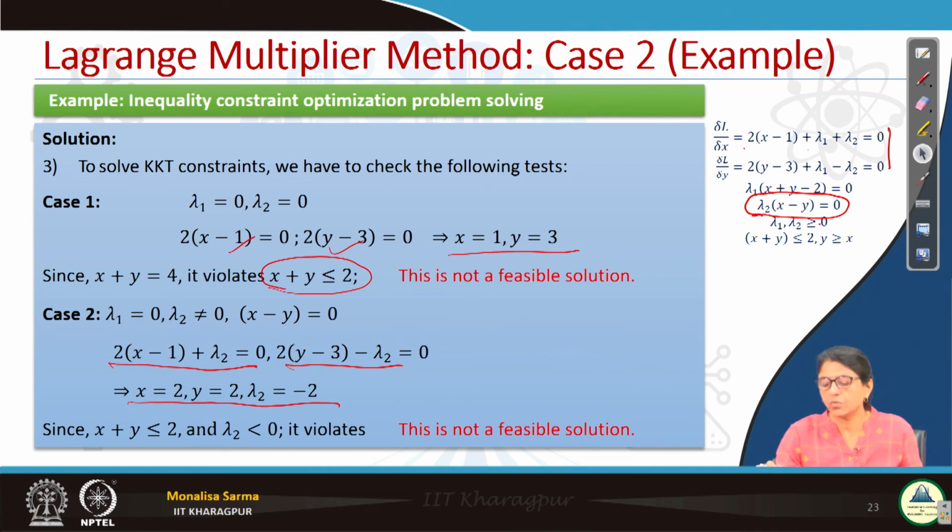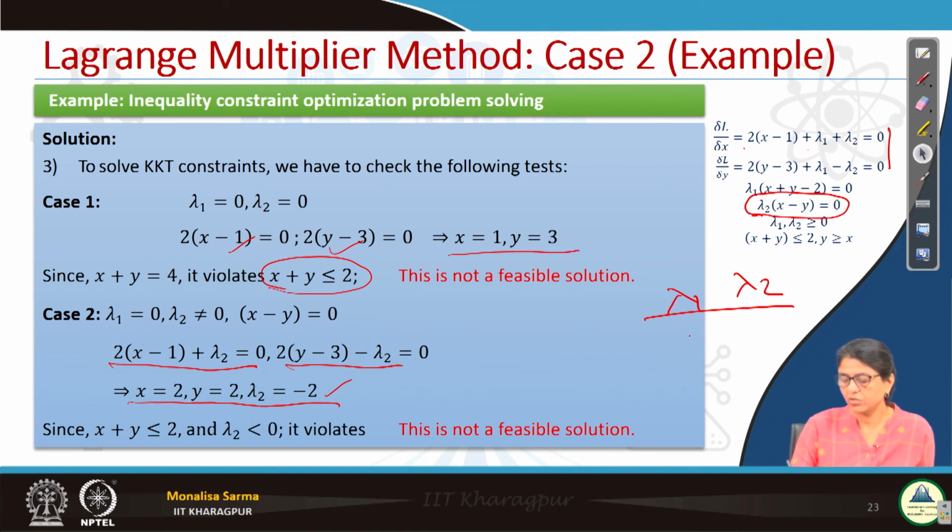My lambda 1, lambda 2 should be greater than or equal to 0. So, here I got lambda 2 is equal to minus 2. So, that means it violates my assumption. So, this is also not a feasible solution. So, I took lambda 1 0, lambda 2 0. So, if I see here lambda 1, lambda 2, different combinations I can take, both 0, this I got, this is not a feasible solution.